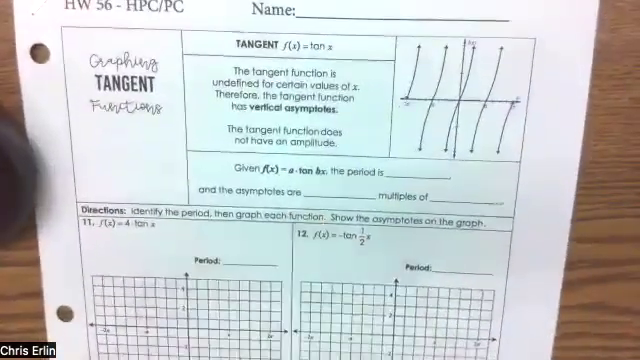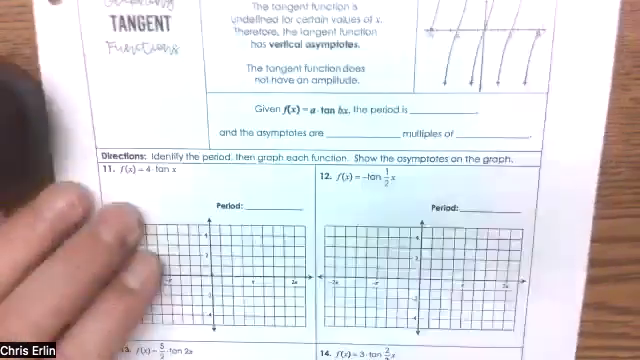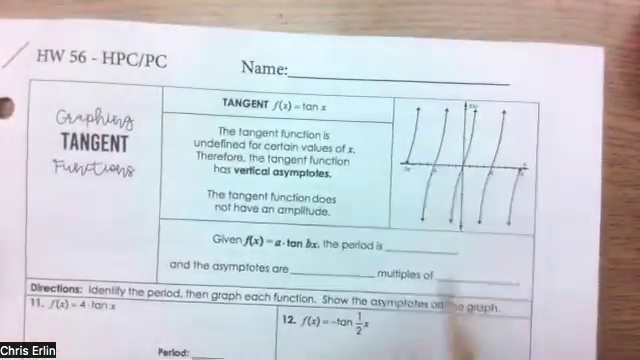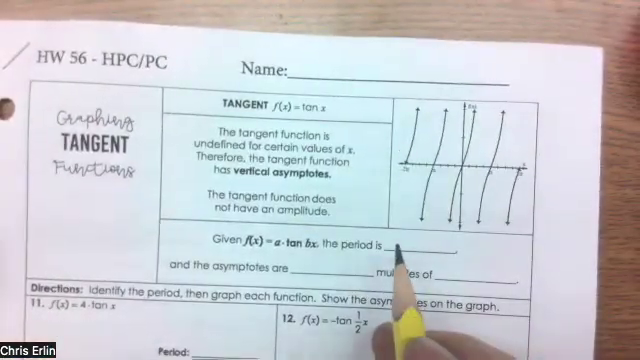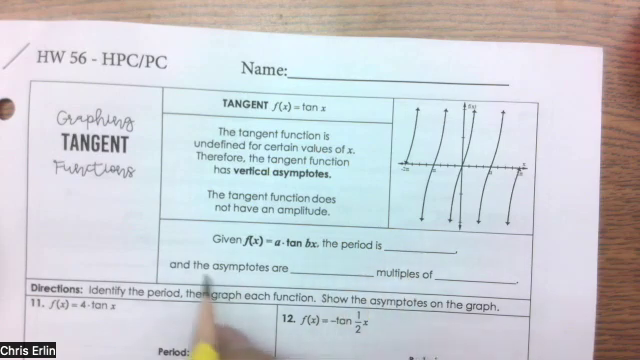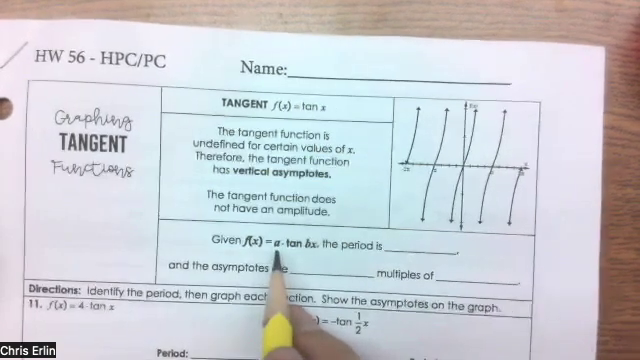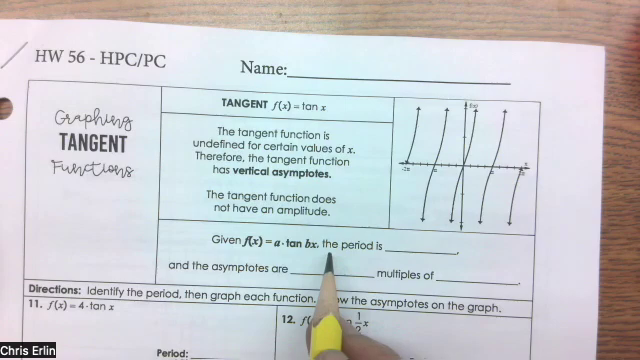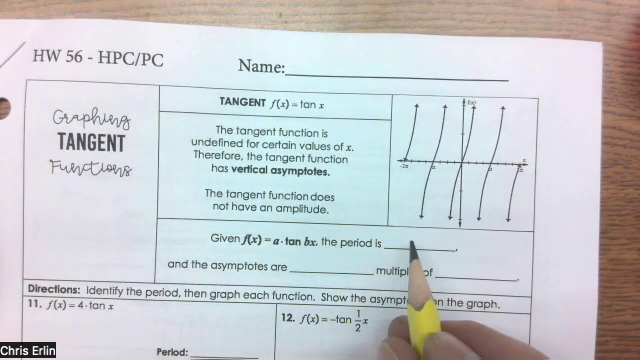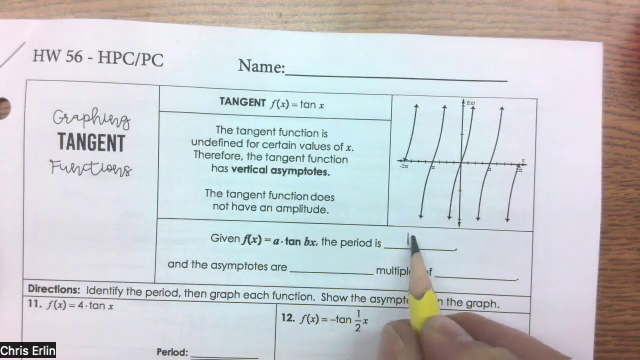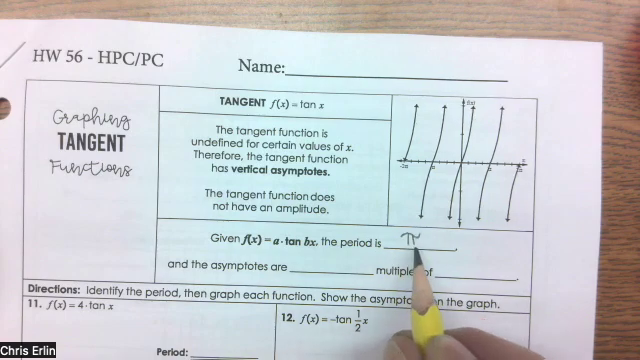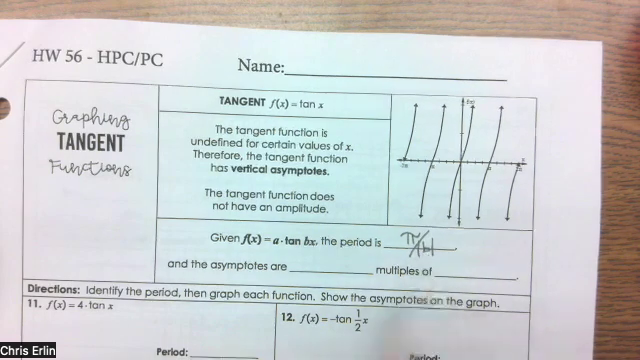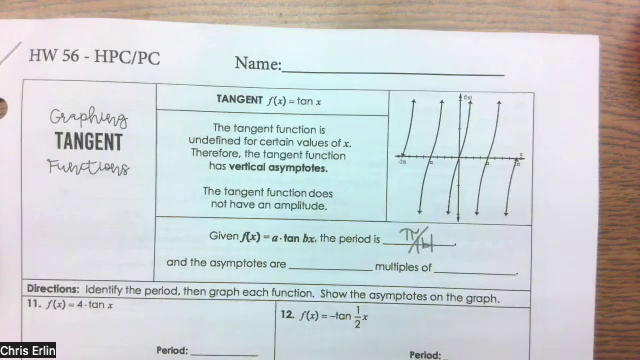Okay, let's start by talking about the tangent graphs. We did this briefly in our parent functions last class. Given that f of x is equal to a times tan b of x, the period is what? Pi, which is the normal tan cycle, divided by this b. And we should make it absolute value just to know that that's the period.